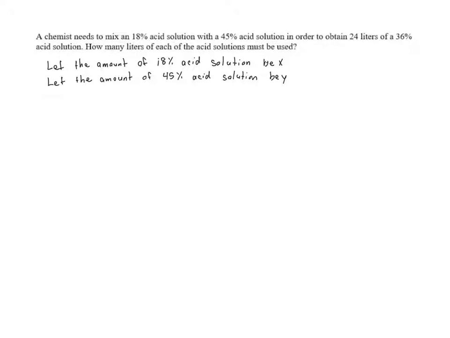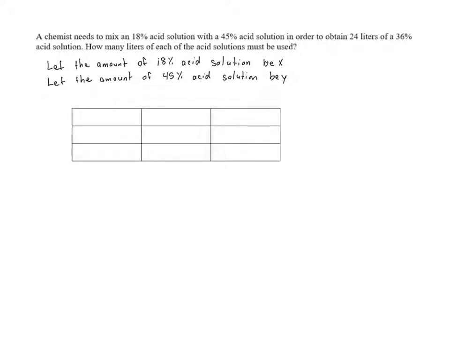Once we have our let statements, we can use a table to organize our information. And with these mixture problems, we actually use a larger table. There's going to be one more row, and you'll see why in just a second. Let's start by labeling the tops of the columns. The relationship in these mixture problems is solution times concentration equals ingredient. So that's how we'll label the top of the columns.